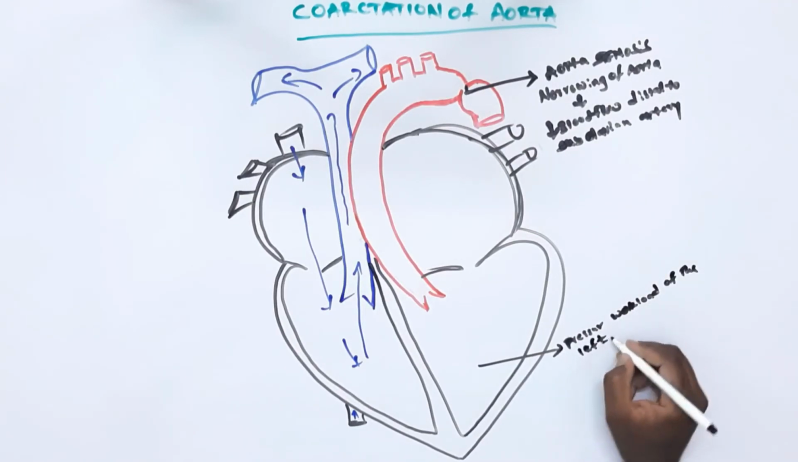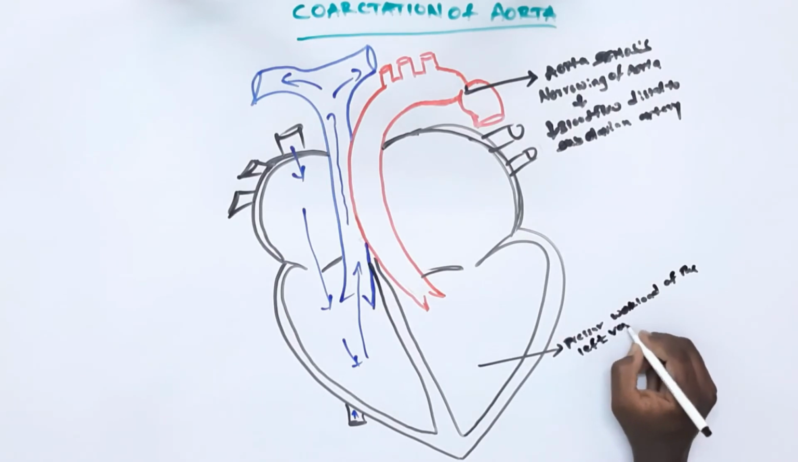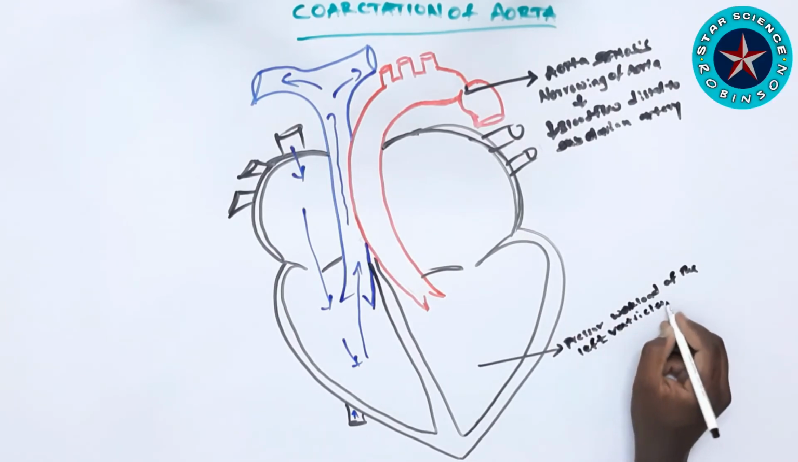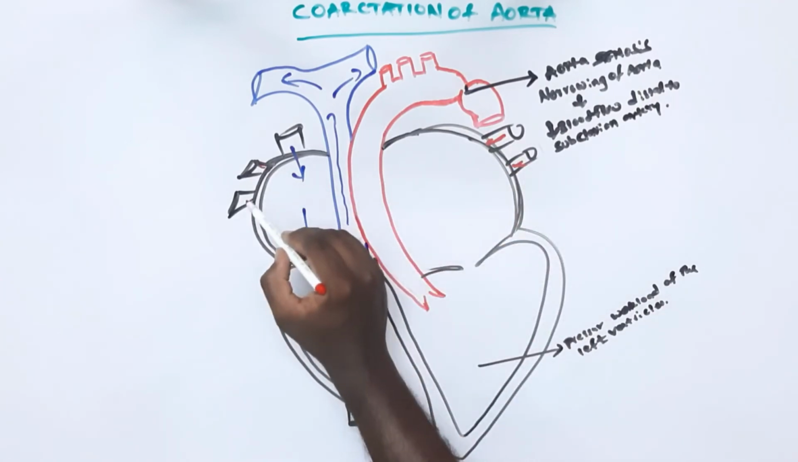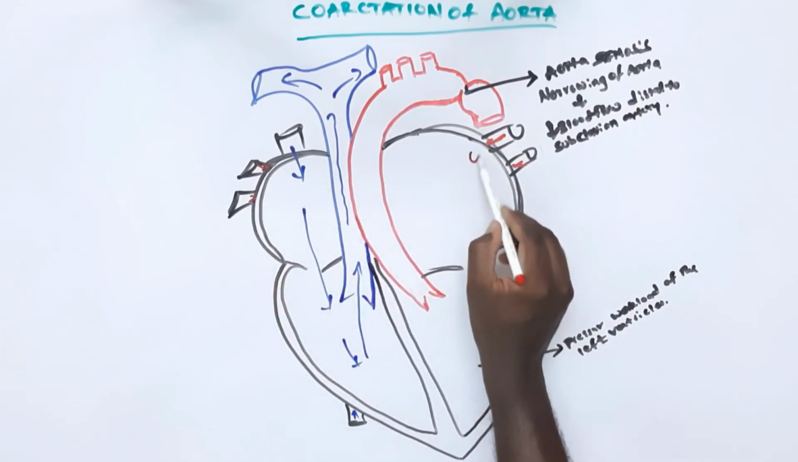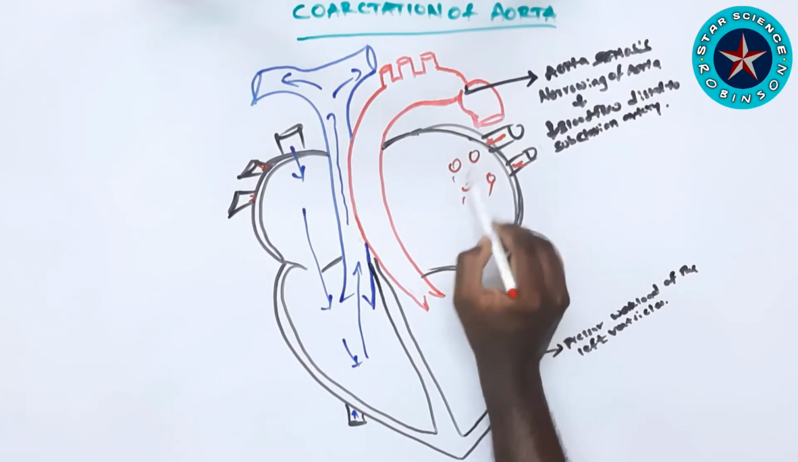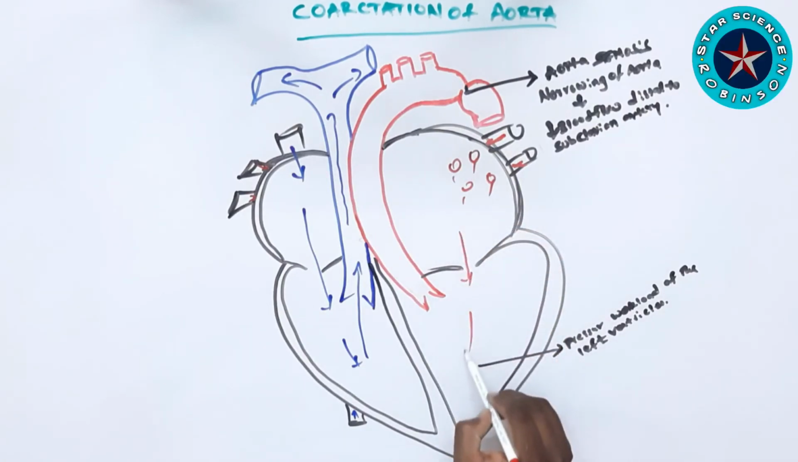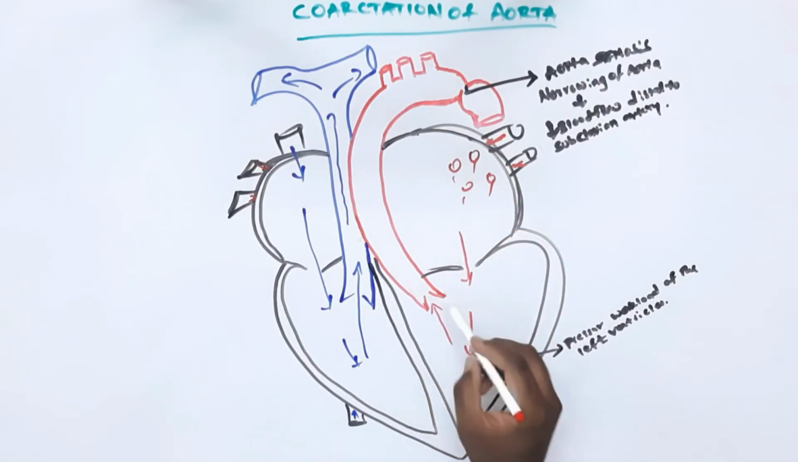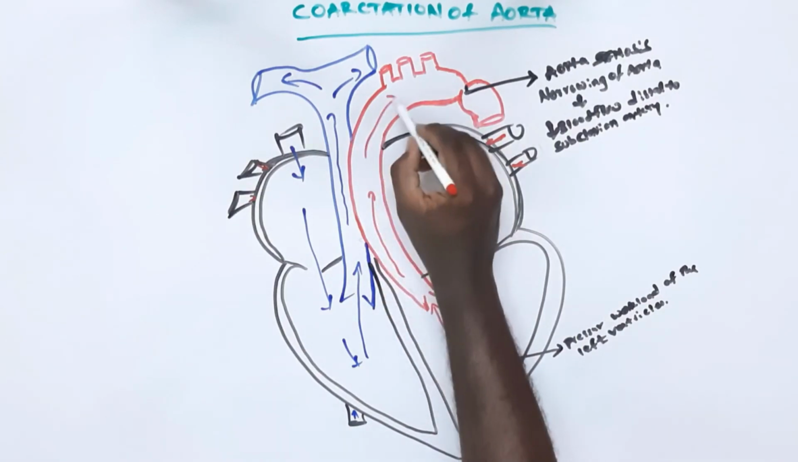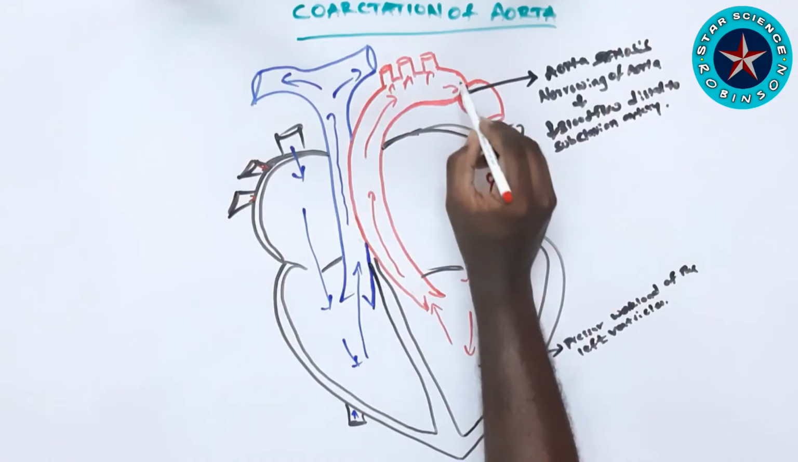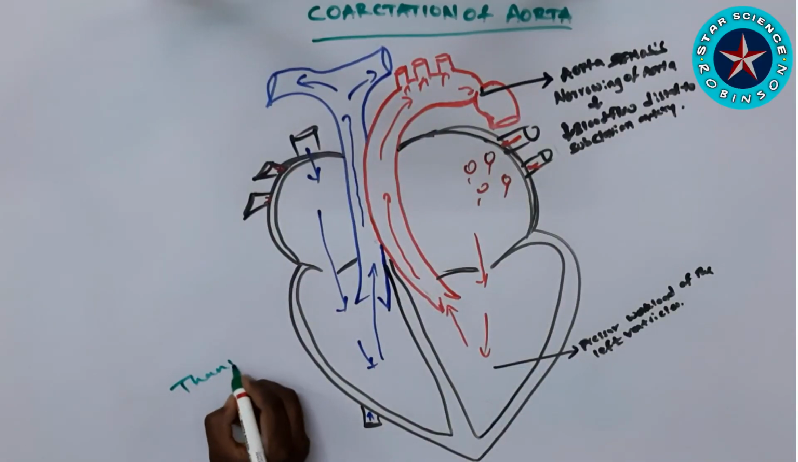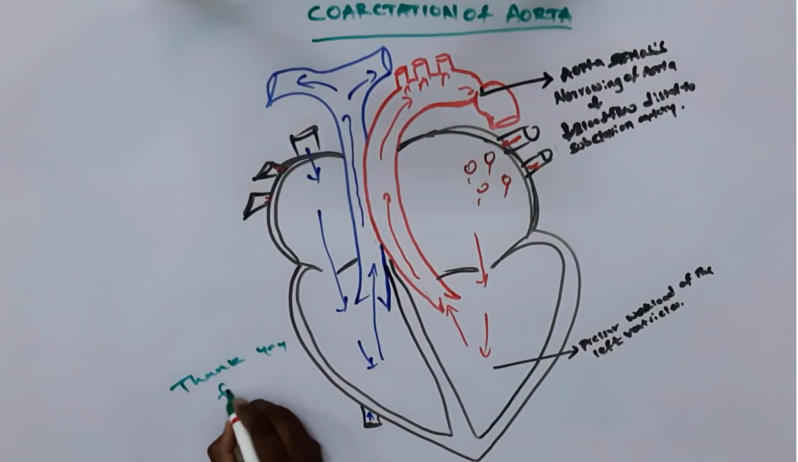Now I'm showing it in a diagram. There is increased pressure, so the workload of the left ventricle increases to pump the blood. Due to narrowing of the aorta, the blood goes from the left atrium to the left ventricle, and from the left ventricle it is sent into the aorta, and it supplies the arch of the aorta. When it goes to the descending aorta, there will be a block or narrowing of the aorta, and this is called coarctation of aorta.